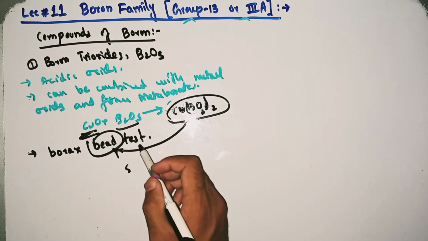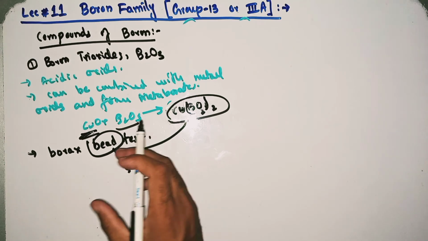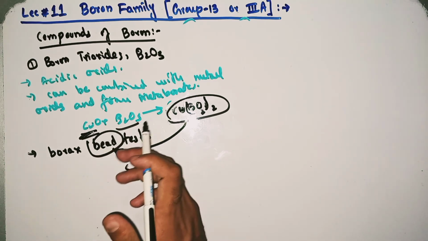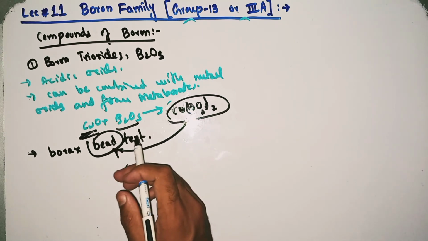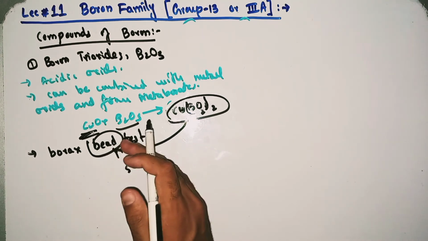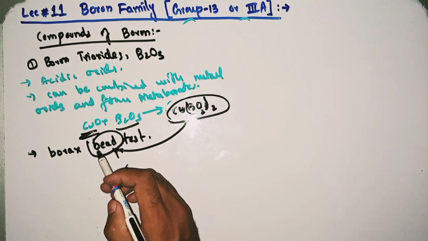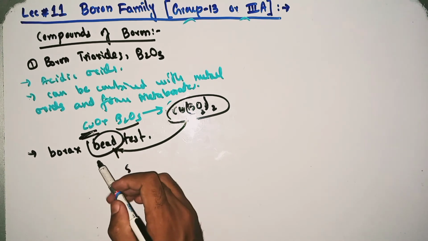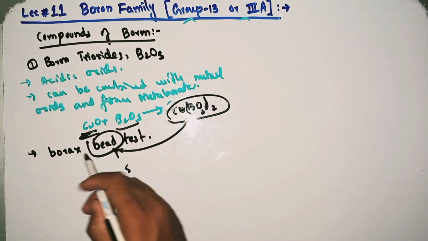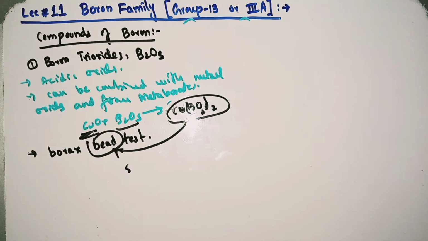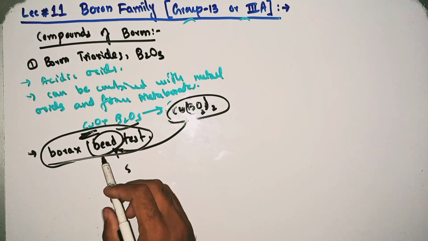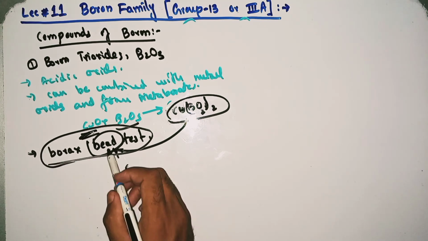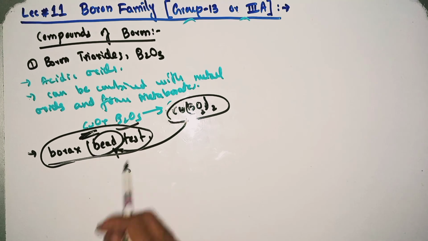So when you want to identify different metals in different salts or compounds, you can use this technique, because different metals show different colors. That's why you can use this test for identifying different metals in salts. It is called the borax bead test because beads are produced in this test.